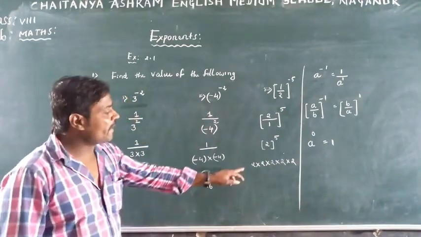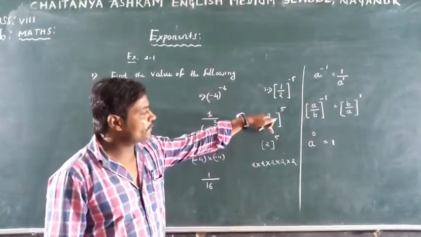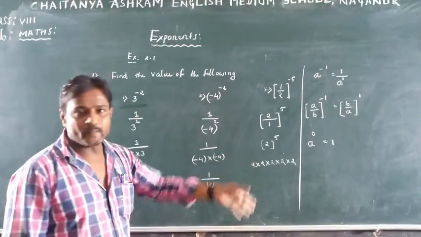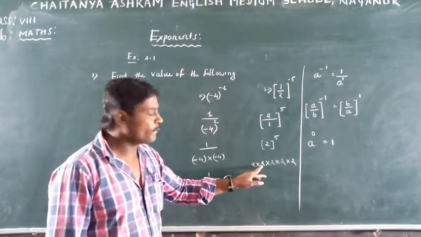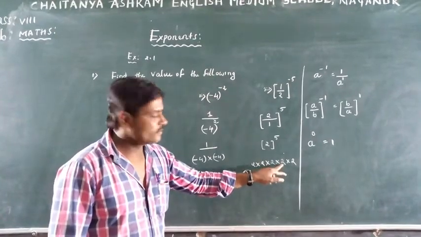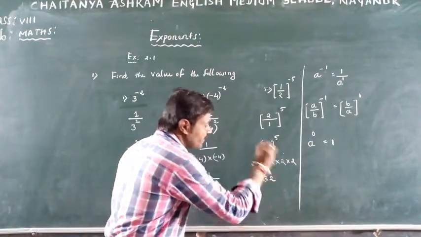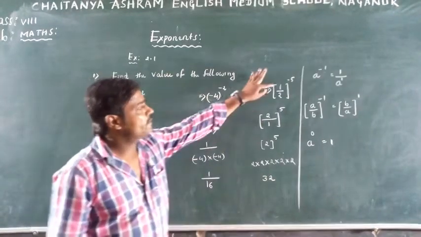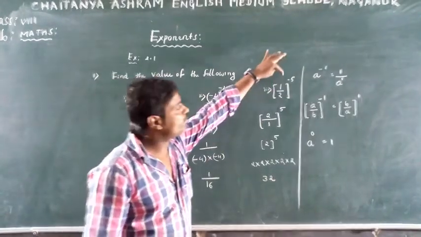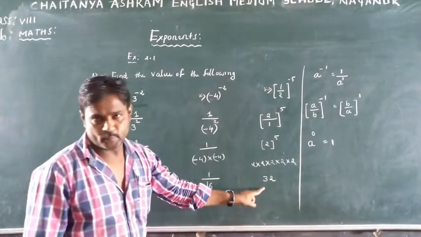2 is multiplied 5 times. This is same as 2 raised to the power 5. So find the product. 2 to the 4, 4 to the 8, 8 to the 16, 16 to the 32. So this is equal to 32. The value of 1 by 2 raised to the power minus 5 is equal to 32.